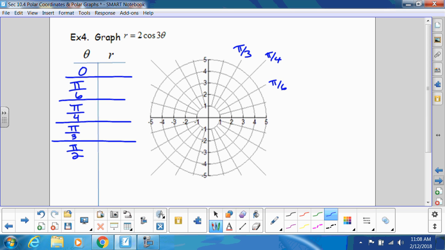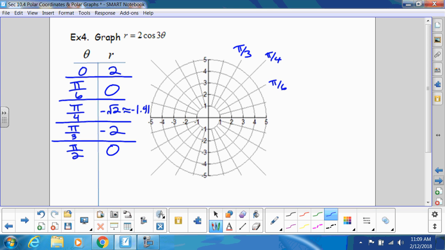So if we plug in 0, we just get 2. Because cosine of 0 is 1, 2 times 1 is 2. Pi over 6, so that'll be the cosine of pi over 2, which is 0. So 0 times 2 would be 0. Now here's why we might want a pi over 4. If we plug in pi over 4, we get negative square root of 2, which is about negative 1.41. Okay, so it might be nice just to have other points besides just 2's and 0's. All right, pi over 3, that'll be a negative 1, so negative 2. And then pi over 2 will be 0.